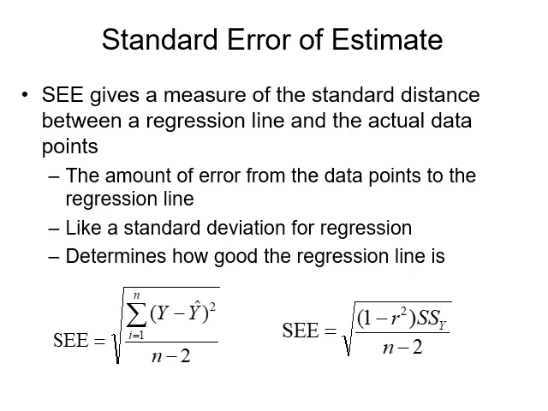Now remember when we talked about the regression equation, the initial regression equation was y equals a, a constant, plus or minus b weight times x, plus or minus error. Now we don't know error for sure, but we can estimate error, and that's what this is, the standard error of the estimate. It gives a measure of the standard distance between the regression line and the actual data points. It gives us a range, in other words. So it's the amount of error from the data points to the regression line. It's kind of like a standard deviation, but for prediction of the regression. And it also determines how good that regression line is.